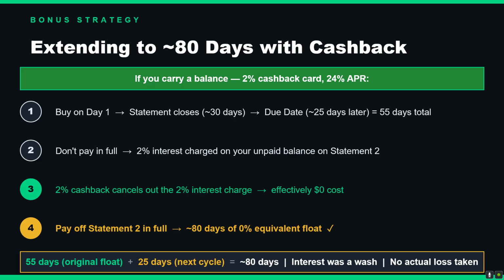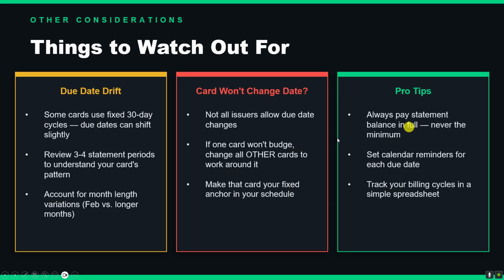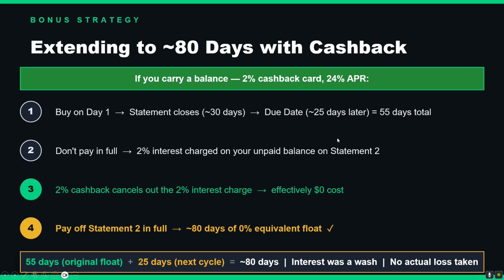And so what ends up happening too is that even if I get charged interest, it's not necessarily a deal breaker for me, because I want to give you this example, just for easy math. If we're using a 2% cashback card and it's 24% APR, basically if we divide 24% APR by 12 months, that ends up being 2% per month. And so the way I see it is if we buy on day 1, the statement closes right here at 30 days. It's not due till 25 days later, 55 days out, right? And so if we don't pay in full on that balance, we're going to get charged 2% interest. But remember, we're getting 2% cash back.